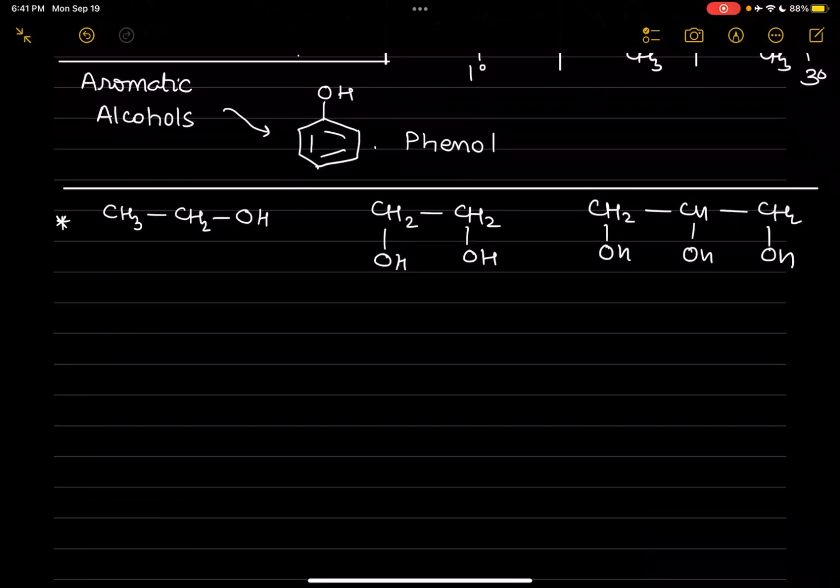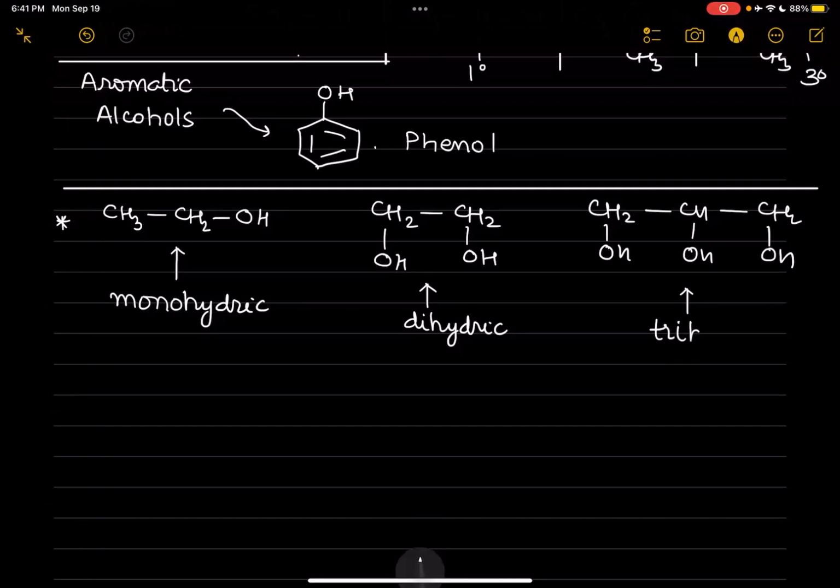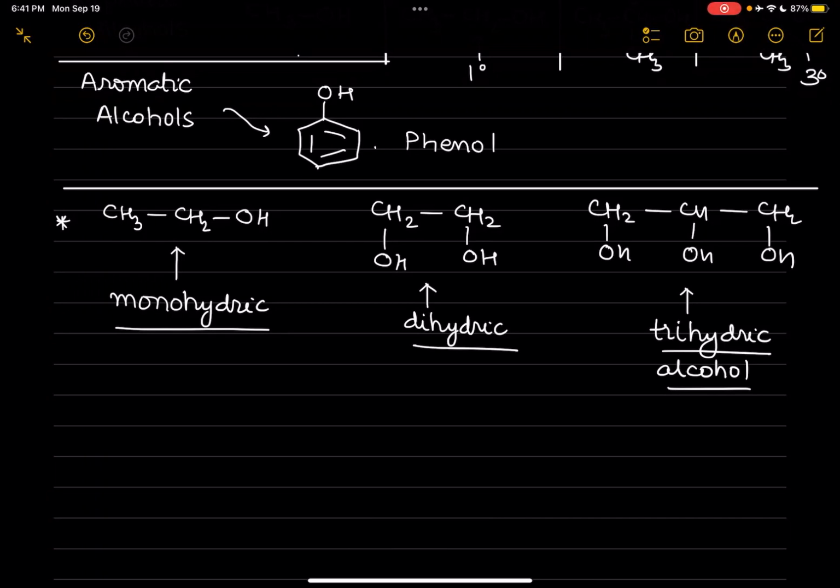This one is monohydric. Monohydric means one OH. What about this one? Dihydric alcohol. This one, trihydric. So this classification depends upon whether you have one OH group, two OH groups, or three OH groups. Based on that, you have classified.